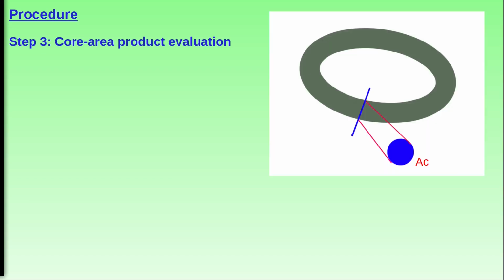Step number 3. Calculation of the core area product. But what is this entity? Well, this has something to do with the geometry of the core. Basically, it is the product between the sectional area of the core, AC, and the area of the empty space surrounded by the core, which we call AW, or window area. Here is the formula.